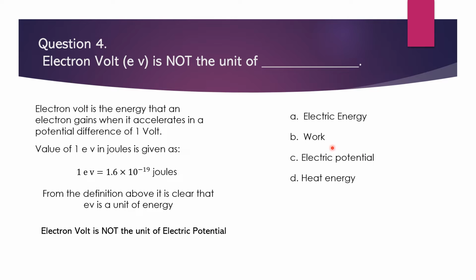So from the given options, A is electric energy, work is also similar to energy, electric potential is different from the energy, and heat energy. So the only option available to us for this question is: electron volt is not the unit of electric potential.